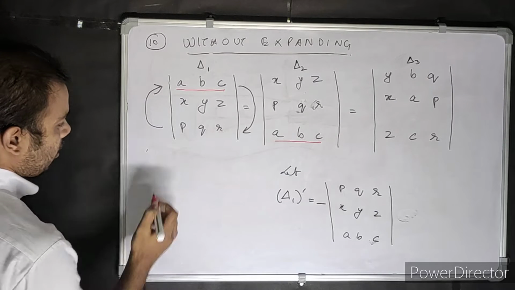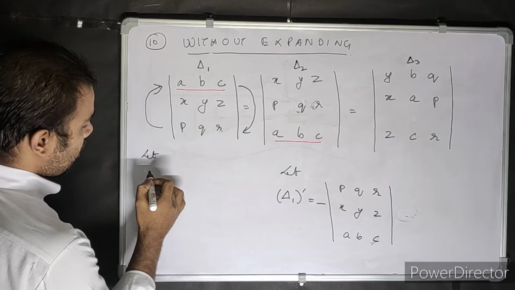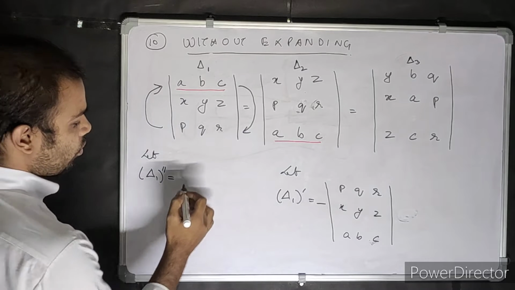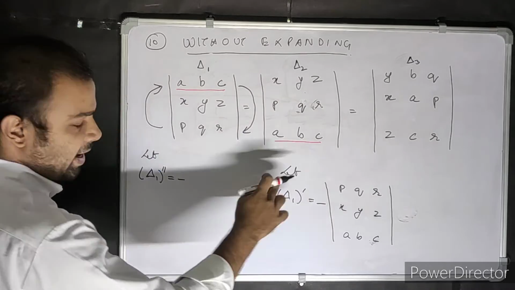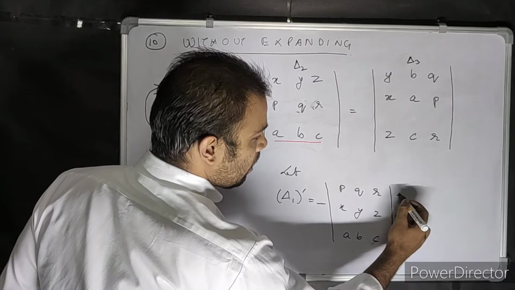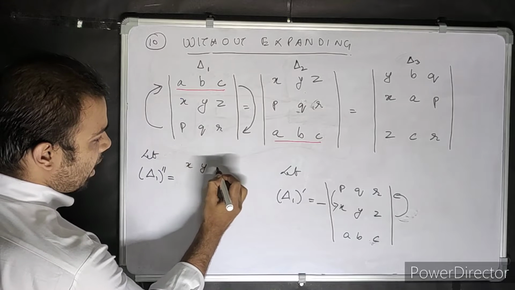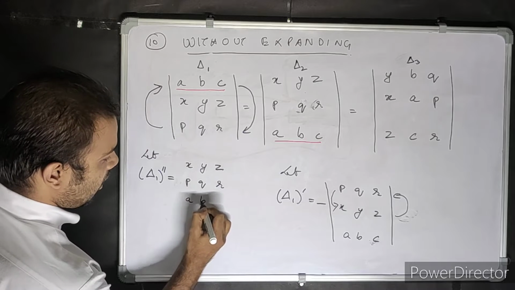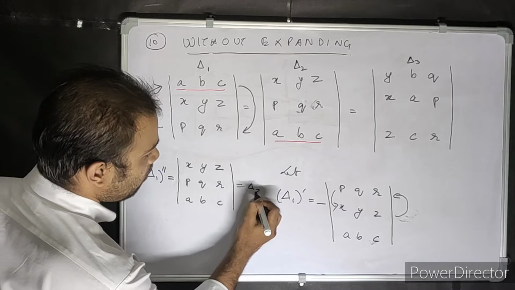Again, write let determinant 1 double dash be equal to negative whole thing, negative, negative, positive. Again it's going to change. This is going to go up and this is going to come down. So X, Y, Z went on top, P, Q, R is here, and A, B, C is here, which is equal to my determinant number 2.